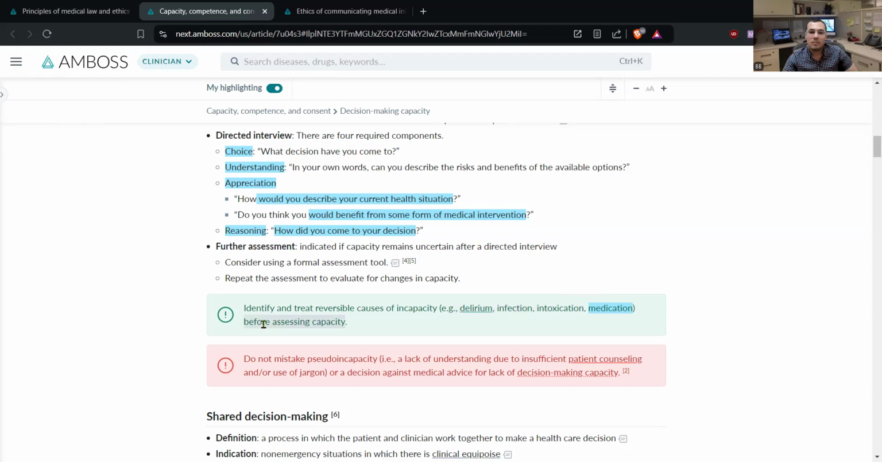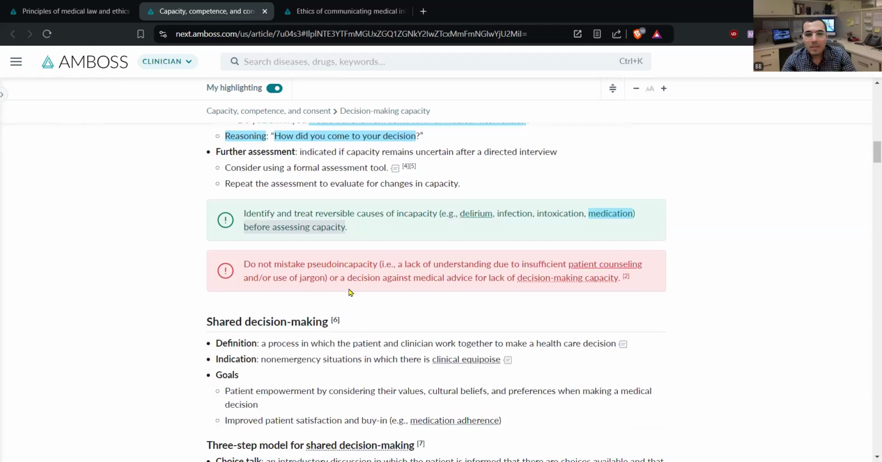For assessing the capacity, do not mistakenly label a lack of understanding due to insufficient patient counseling and/or use of jargon, or a decision against medical advice, as lacking decision-making capacity. Okay, I need to counsel the patient and tell them everything. We wanted to do a hernia operation for you. Okay, I don't want it. This is not the typical assessment of decision-making capacity. This is insufficient patient counseling.